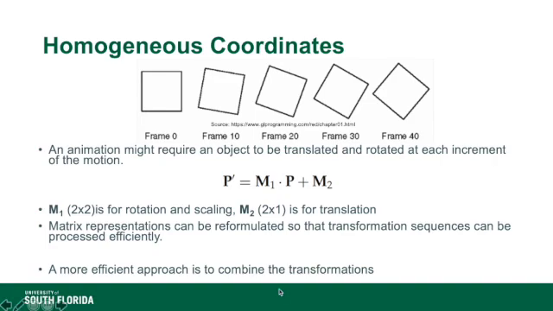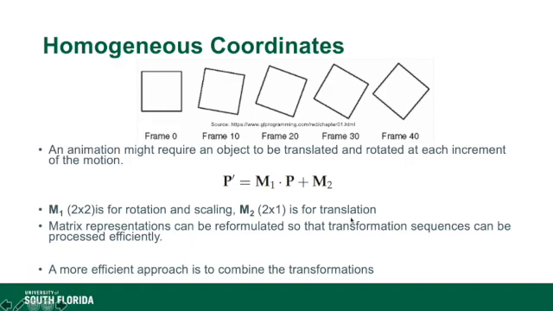Homogeneous coordinates. Sometimes, or most of the time, animations might require that an object be translated and rotated at each increment of the motion. This can be represented as P prime, that's the new state of the object, will be M1, the matrix 1, times P, where P is the original point, plus M2. M1 here is a 2 by 2 matrix for rotation and scaling. M2 is going to be a column vector for translation.